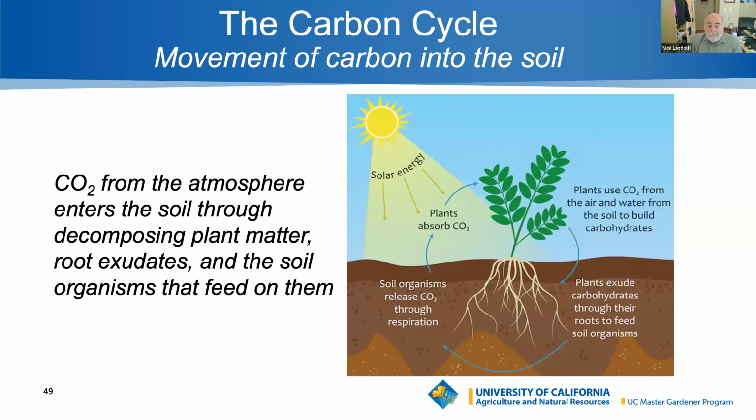While decaying plant material is a significant source of soil carbon, plants also introduce carbon into the soil through the exudates that they secrete through their roots. The growth of soil microbes that consume these exudates is another way that carbon is added to the soil.